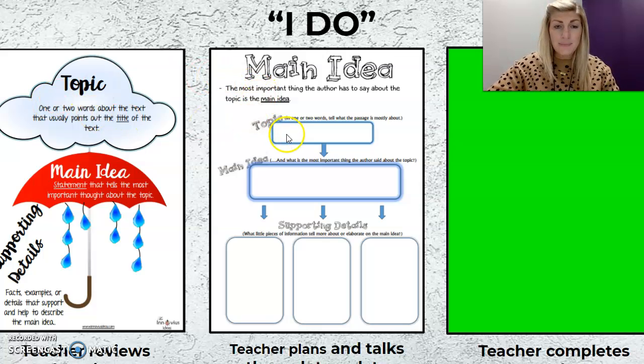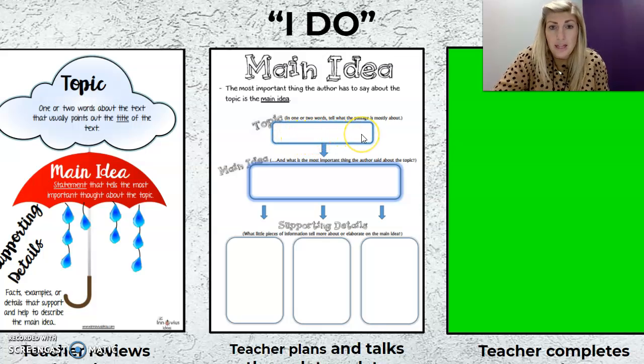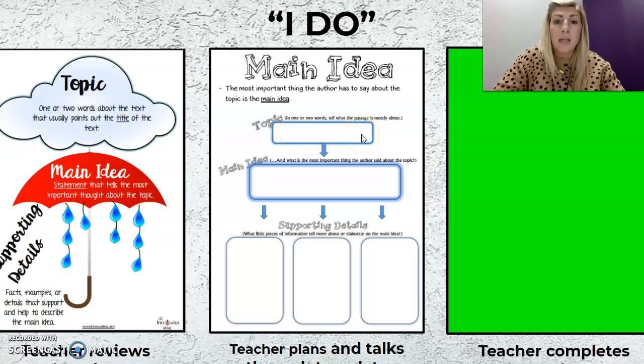So for my main idea, I know my topic comes first. I see it as the first box up here. In 1 or 2 words, tell what the passage is mostly about. And my poster said this might be pointed out in my title. Ooh, okay, so I know that my title was Martin Luther King Jr. So he's probably gonna be this topic. It's what the book is all about. I'm gonna use that as my topic.